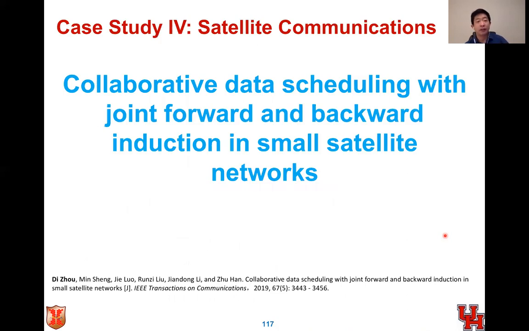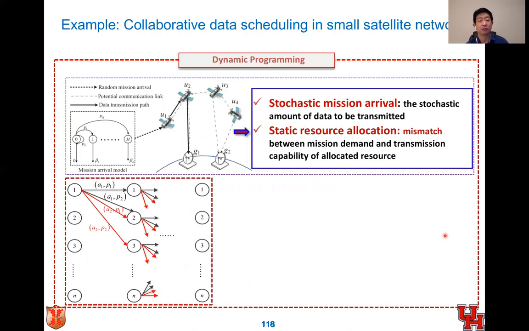Okay, so we have another example of satellite communication: collaborative data scheduling with joint forward and backward induction in small satellite network. The basic story is that my satellite is moving in a deterministic way. So where my satellite is located at a certain time, I can calculate it. On the other hand, the mission arrival is uncertain. So here we will use a Markov mission arrival model to quantify.